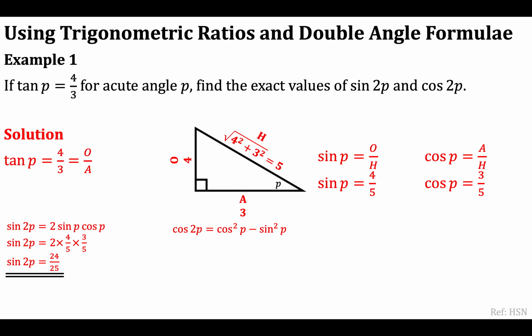Now we've got cos of 2P. We can use any of the three expansions for cos of 2P, but I'm just going to use cos squared of P minus sine squared of P. But if you use either of the other two, you'll get the same answer.